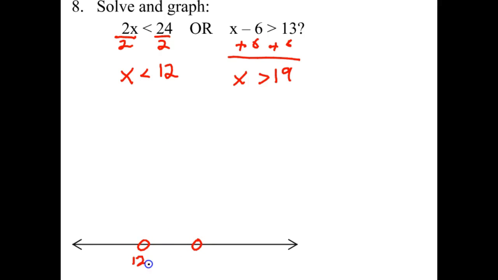12 is smaller, it's going to be on the left. 19 is on the right. And these are going away from one another. I know that because of the statement or, but I also know because the inequalities are pointing in the opposite direction. 12 is going to the left, 19, this one's going to the right.